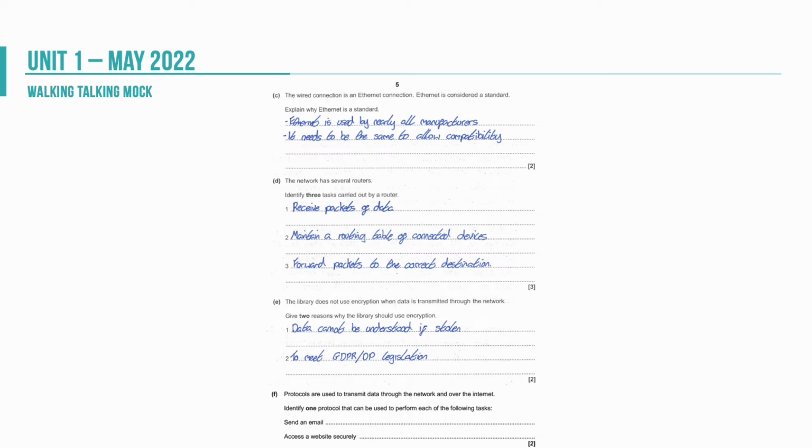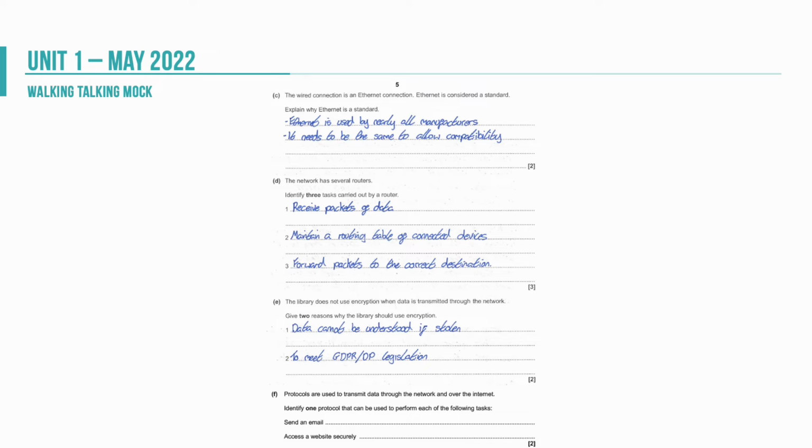Your second point should probably be around something like to meet legislation. So I've referenced there the GDPR, which is the European General Data Protection Regulation, and then the Data Protection Act, which was the UK version we had before that. Again, a couple of other options there, but you must identify that encryption doesn't stop things being stolen, it just stops them being understood if they are stolen.